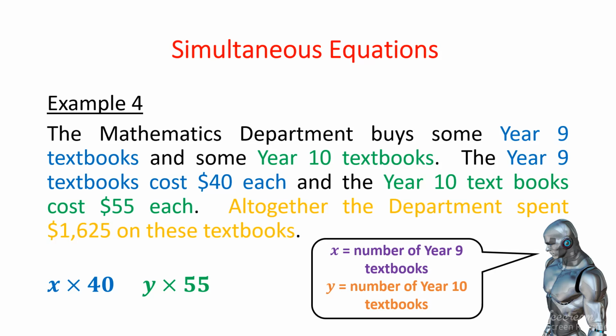And because we spent $1,625 altogether, if I plus those two costs up, we're going to put that equal to $1,625. And again, we don't put x times 40. We always put the number first and no multiplication sign. So let's simplify it to 40x plus 55y equals 1,625.